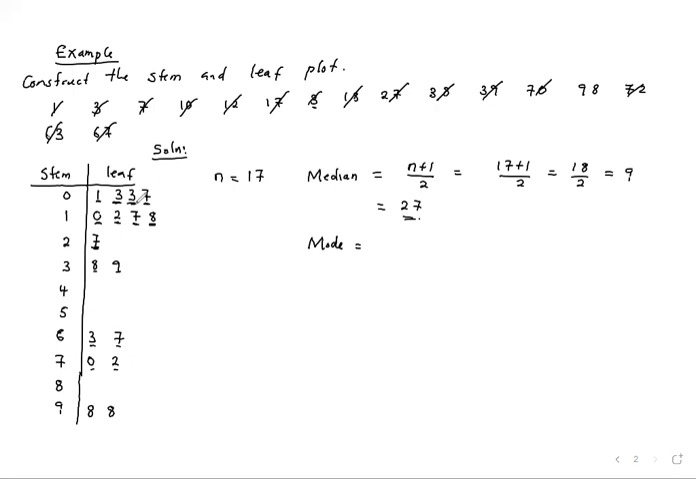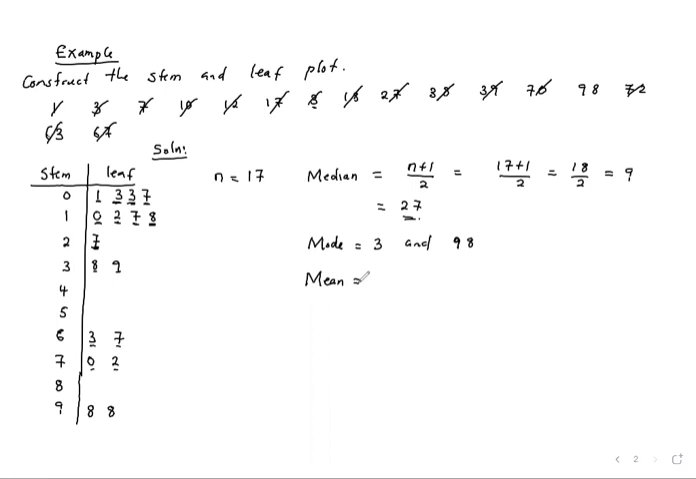Well, we have 3. 3 appears twice, and 98 also appears twice. They are the modes. Then the mean. We add all the entries and then divide by 17.